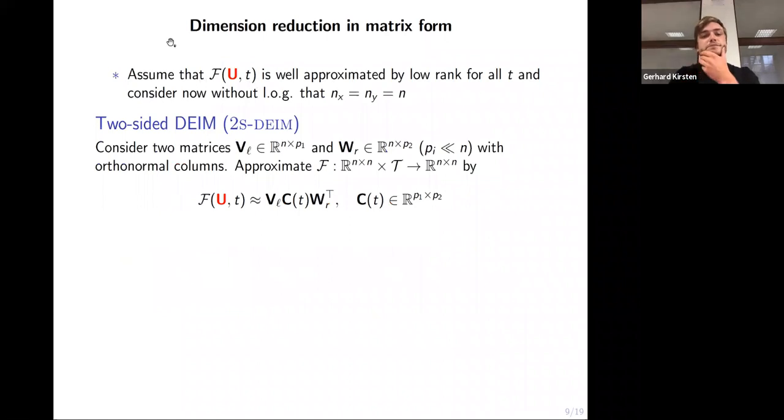So we assume now that this function evaluated at the entries of the matrix is well approximated by low rank for all time t. And we consider, without loss of generality, that we're now dealing with square matrices of dimension n. It can, of course, be extended easily to the other setting. So we consider two tall matrices with orthonormal columns, V_L and W_R, of dimension p1 and p2, where both p1 and p2 are much less than n. So we approximate this function f with this low rank product where V_L is tall and skinny, C(t) containing the coefficients is a very small matrix, and W_R transpose is fat. So we want to approximate F in the entire time span with this low rank product, with only the coefficient matrix C(t) changing.